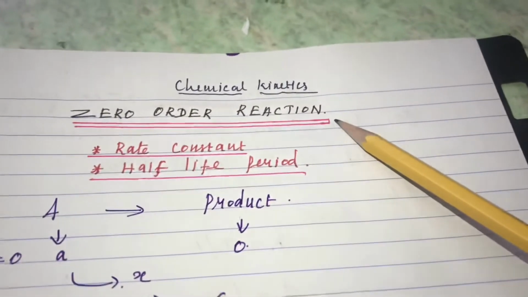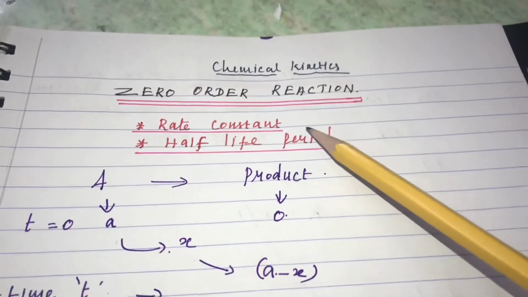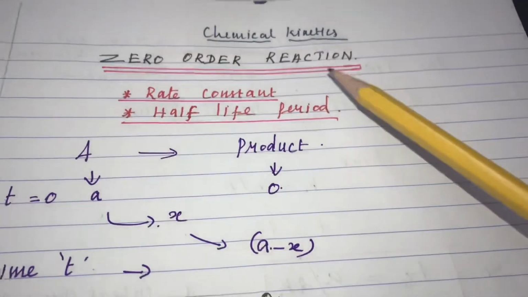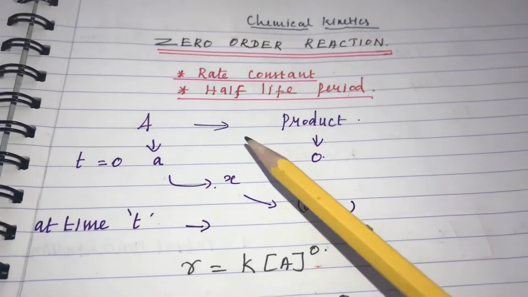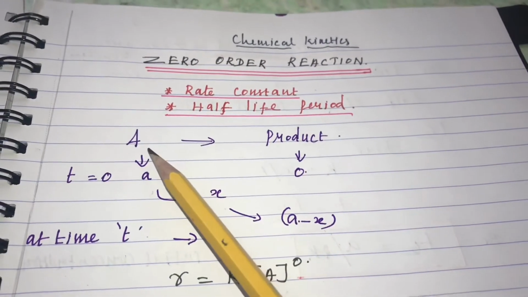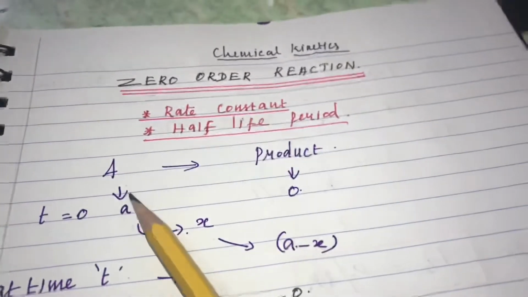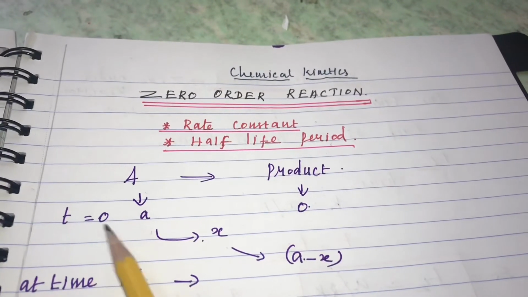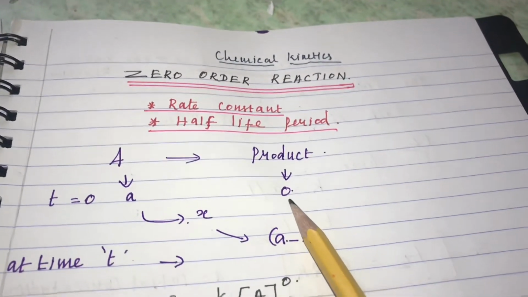Next one is zero order reaction. In chemical kinetics, in zero order reaction, we are going to see how to calculate rate constant for zero order reaction and also how to calculate half-life period for zero order reaction. A zero order reaction is one where the rate of the reaction does not depend upon the concentration of the substance. Now, consider a substance A forming the product. At initial time, the zero time, the concentration is A, and the product concentration is 0.